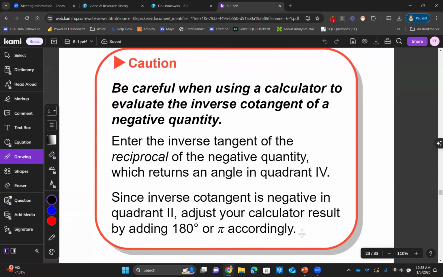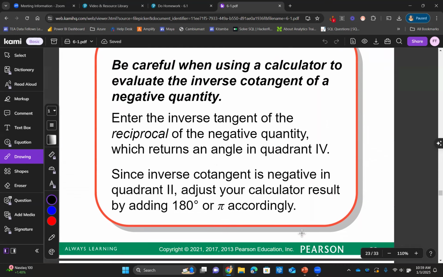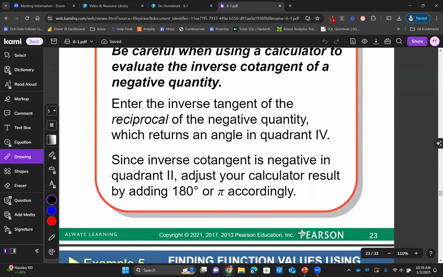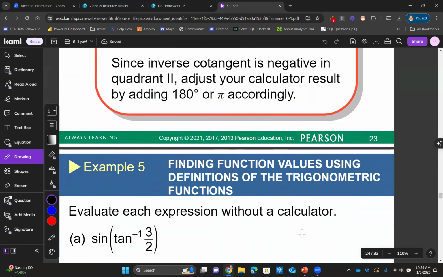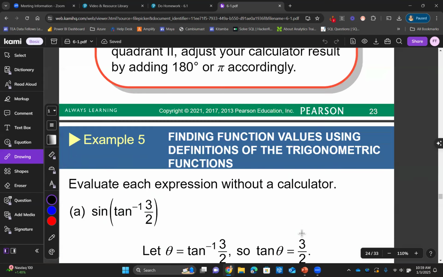There's another tip here. Be careful when using a calculator to evaluate inverse cotangent of a negative quantity. Enter the inverse tangent of the reciprocal of the negative quantity, which returns an angle in quadrant 4. Since inverse cotangent is negative in quadrant 2, adjust your calculated result by adding 180 or pi accordingly.